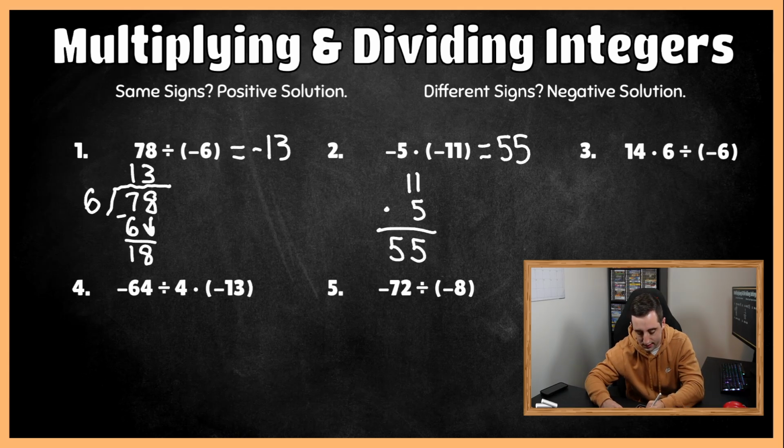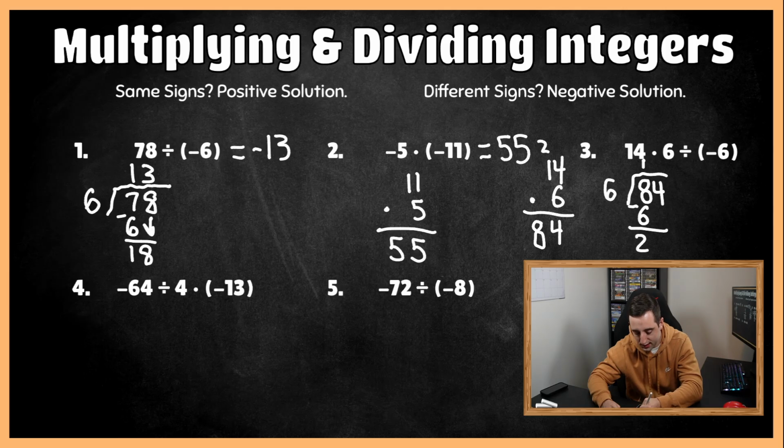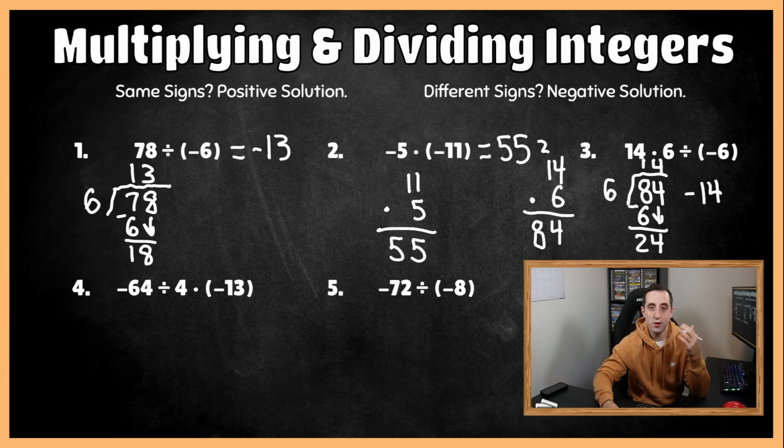So let's do 14 times 6. 6 times 4 is 24, carry the 2. 6 times 1 is 6, plus 2 gives us 84, and we know it's positive. And then we have to still do 84 divided by -6. Now, those are different signs, meaning at the very end, our answer has to be negative. So 6 fits into 8 once. 6 times 1 is 6. We subtract, we get a remainder of 2. 6 does not fit into 2 at all, so bring down our 4. And then 6 goes into 24 4 times perfectly, and we end up with a remainder of 0. So my final answer is 14. We just want to make sure that it's negative because those numbers were different signs.